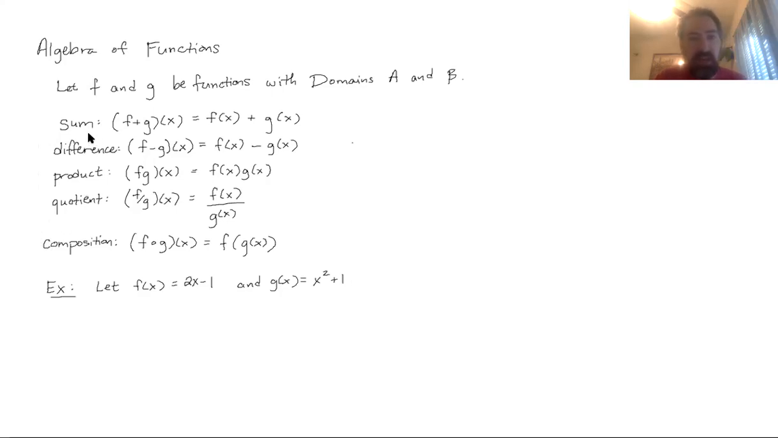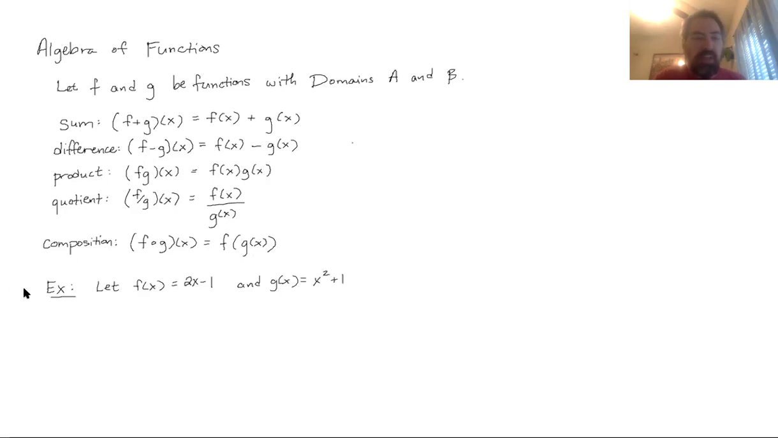If you're taking the sum of two functions, f plus g, we're simply adding these two functions together. Finding the difference, we're subtracting the two functions. Product, we're multiplying the functions. Quotient, dividing the functions. And for the composition, we'll spend a little more time on that. If we're taking the composition of f circle g, we're evaluating the function f at the function g. We'll see how that works.